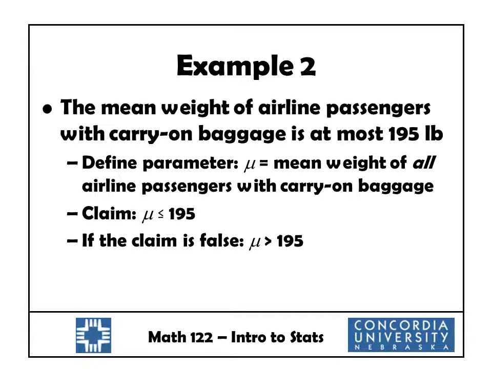Well, if false, then mu is greater than 195. The opposite of less than or equal to 195 is greater than 195. Again, the null will come from the one of these two statements that contains equality. So it's going to be the first statement, mu equals 195. The alternative will be the other statement, mu is greater than 195.